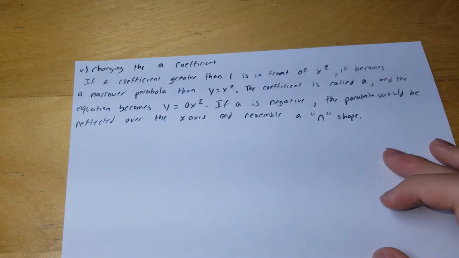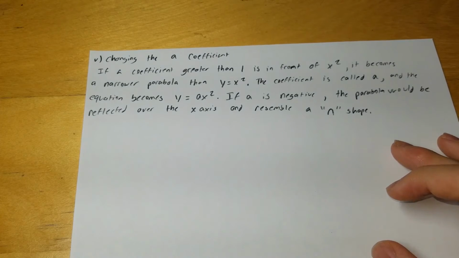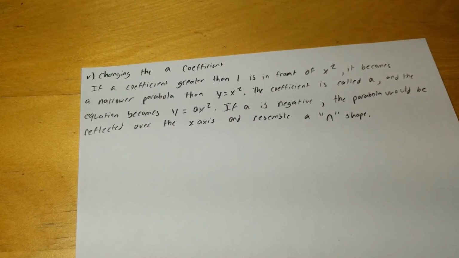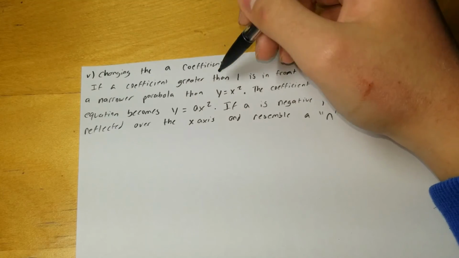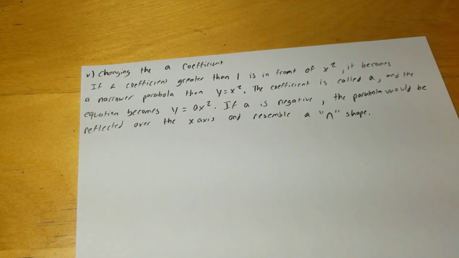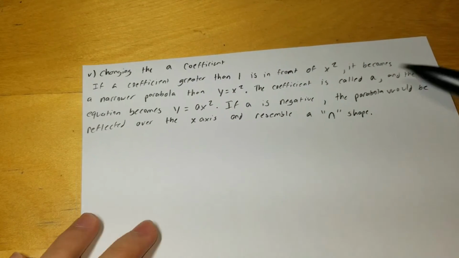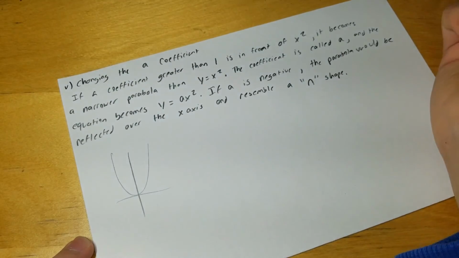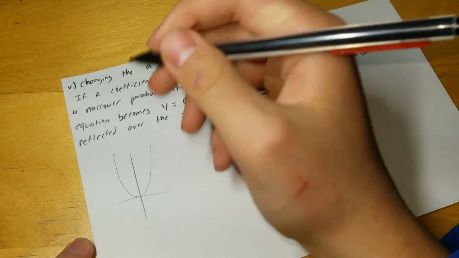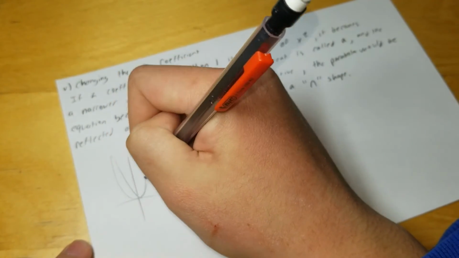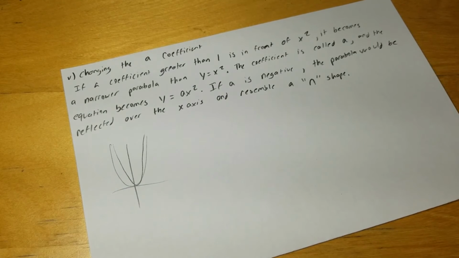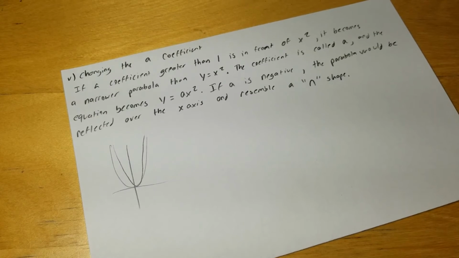So this would be changing the a coefficient. If a coefficient greater than 1 is in front of the x squared, it becomes a narrower parabola than y equals x squared. So let's say y equals x squared like this, a brief little sketch, then y equals 2x squared would be a little narrower, like that. You know what I'm saying? And the coefficient is called a, and the equation becomes y equals ax squared.